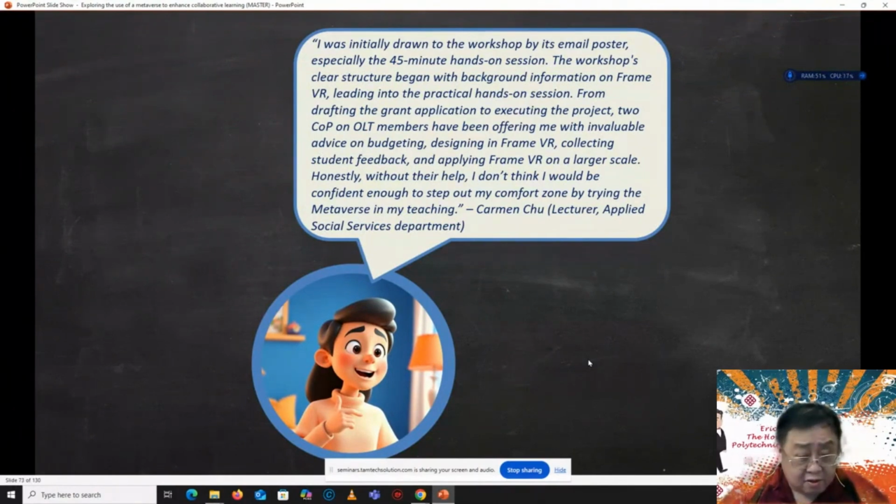And we have this excellent accolade from one of the teachers, Carmen Chu. She's a lecturer from the Applied Social Services Department. She thanked us very, very much for walking her through, raising awareness, and illustrating the purpose, and eventually she, as the teacher, took up the effort of learning it technically and configuring the space herself, without any help from anybody. By now, she has successfully created the space and is training other teachers to use it, as well as students. So good on her.